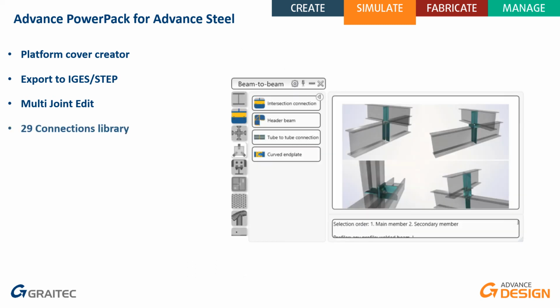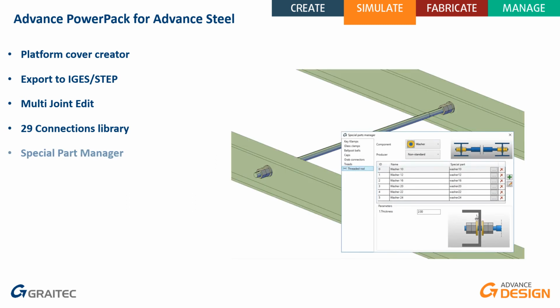We have as well, when installing the Power Pack for Advanced Steel, an additional library of connections, and we have as well the special part manager, which is based on user input. This command will assemble different special parts which can be used in specific joints.